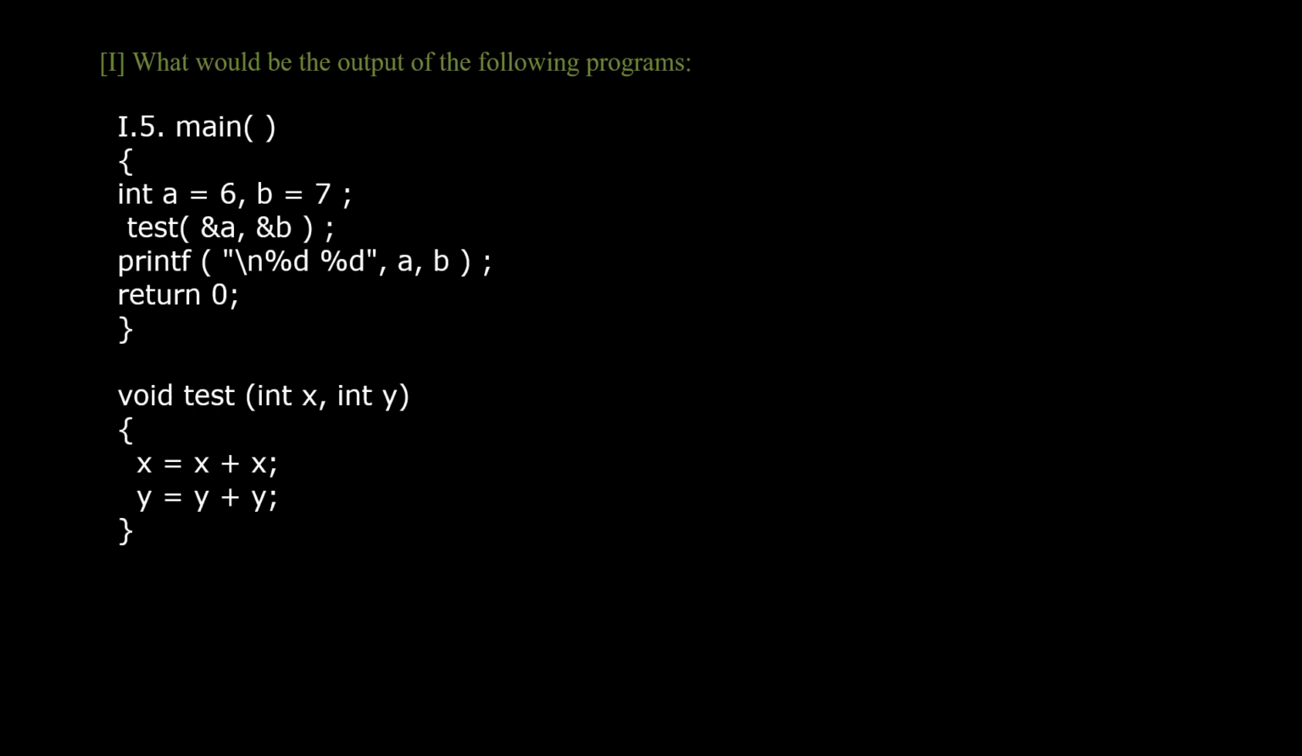Let's see fifth question. a equal to 6, b equal to 7. test(&a, &b), and to this function test, the definition has int x and int y. It is not having asterisk here. So it is just going to receive the values 6 and 7, and whatever addition and subtraction operations we are doing inside this test won't get impacted on a and b because of the function definition. So here printf of a, b would still print 6 and 7.